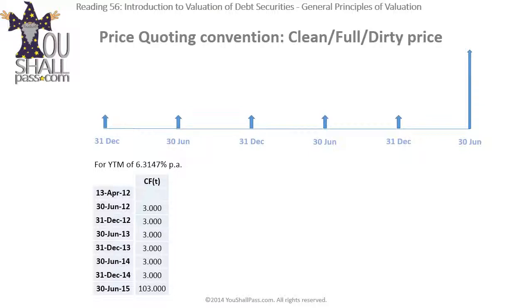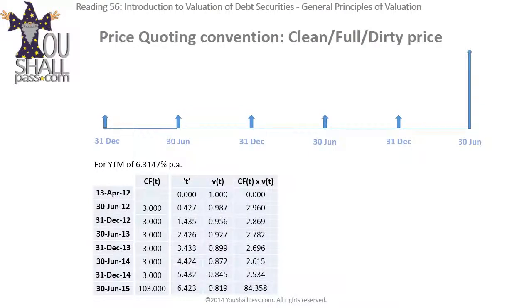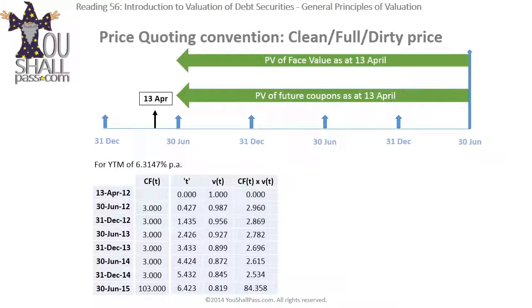Whatever the YTM that we use, and we'll just happen to use 6.3147% per annum, we use it to work out the discount factors for this bond over the 6 monthly intervals till the maturity of this bond, and then discount all the remaining cash flows back to 13th April, which is when the transaction took place. We sum up the cash flows and we come up with $100.814, which is the same price as we obtained by adding the accrued coupon to the clean price. So what we've shown here is that the full price is merely the present value of all cash flows of the bond discounted at the YTM back up to the date of the transaction.